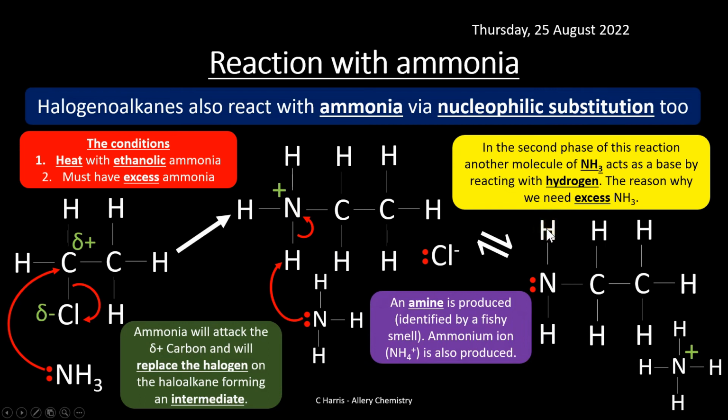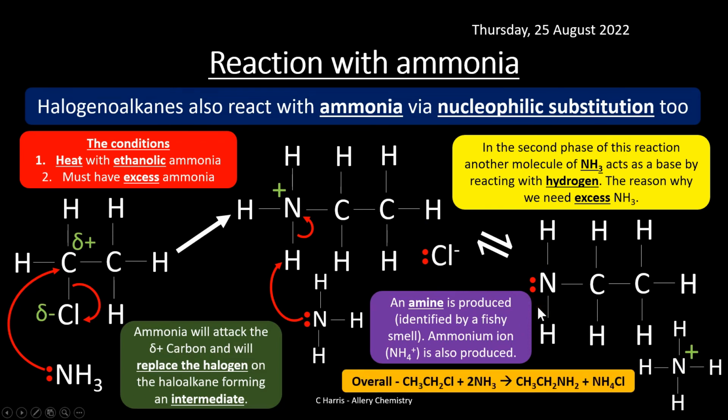Now, amines have got a horrible smell. They smell like fish, a fishy smell. So you'll know if you've produced an amine because that's what you'll smell. Now, obviously, this ammonia is now an ammonium ion, so it forms this here. That ammonium ion can then interact with this chloride ion that was kicked off before and form ammonium chloride. And obviously, that's your product that's produced. And that's your overall reaction.